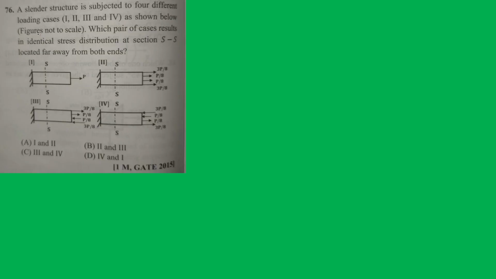The next question is: a cylinder structure is subjected to 4 different loading cases as shown below, figure not to scale. Which pair of cases result in identical stress distribution at section SS located far away from both ends? We already know that if the load is applied at any point, and we take a section at a distance x greater than 3 times d, then the stresses will be uniform in nature. That is why they have said located far away.